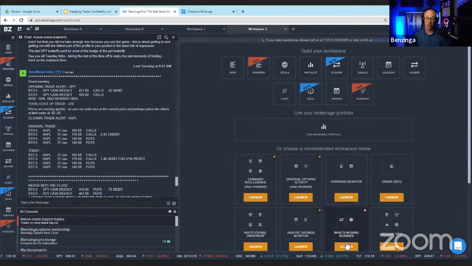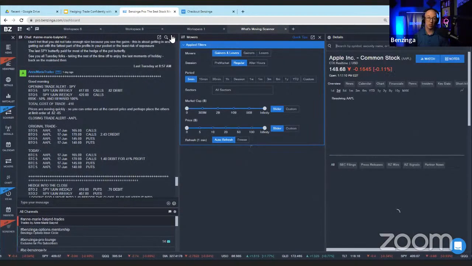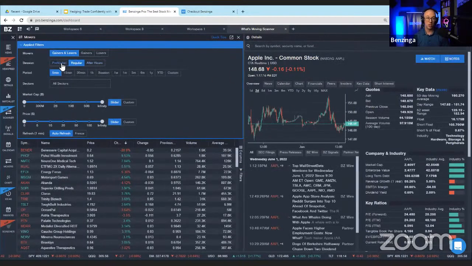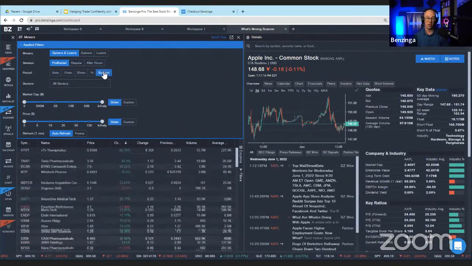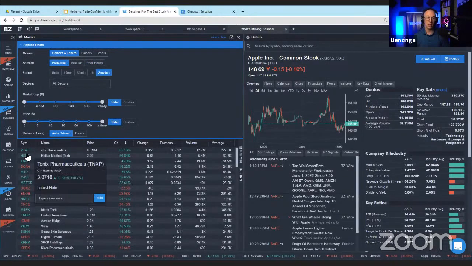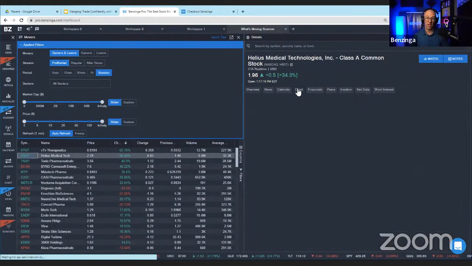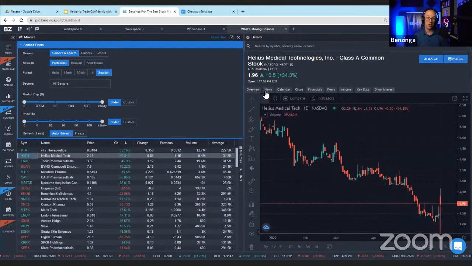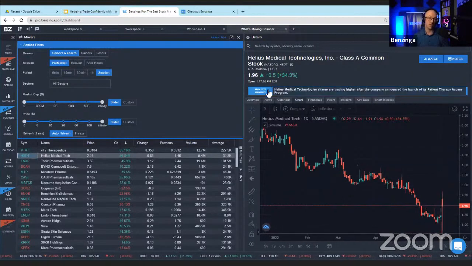Like personally, I really like this what's moving scanner setup, just so that really quick I can see which stocks are moving in the morning and then immediately see what the charts are looking like and whether there's any news that's causing that volatility in the market.